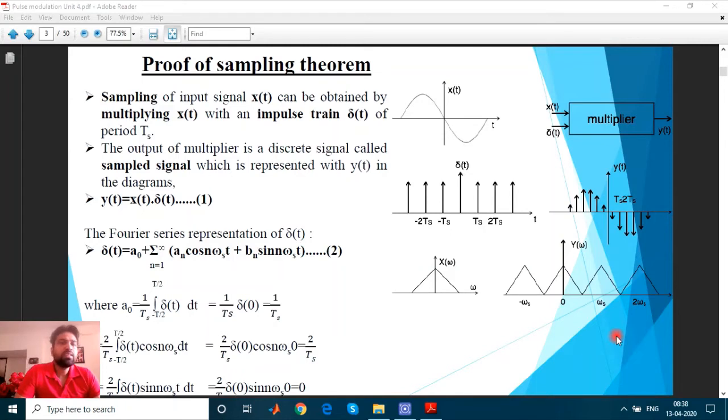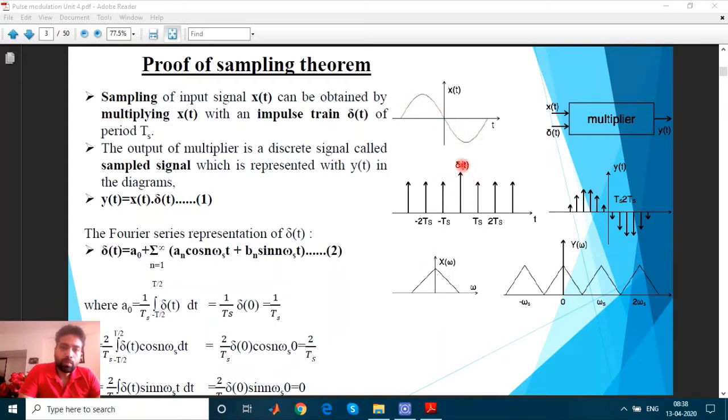Let's have a little discussion of proof. How we can prove it? So before going to have a proof, let's understand what we are doing in a sampling. Suppose that we have this continuous wave signal. And this continuous wave signal is to be multiplied with the impulse train. A very simple process. आपके पास में एक सिंपल ही continuous wave है.